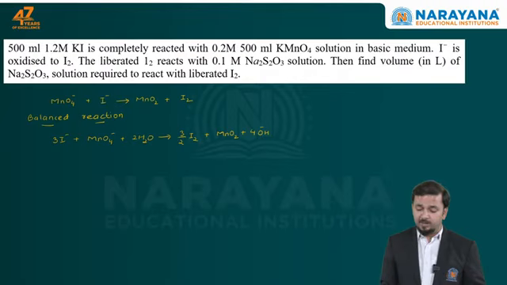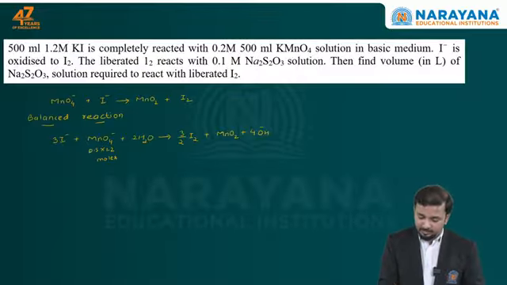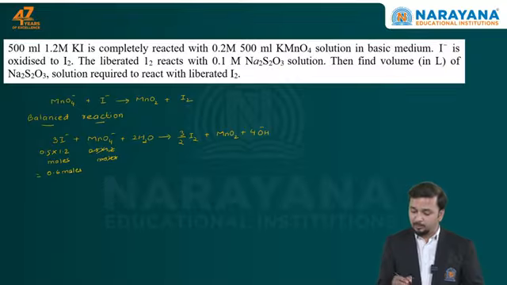500 ml 1.2 M KI. So it is 0.5 into 1.2 moles of KI. So this is going to be 0.6 moles. And for MnO4 minus, they are saying 0.2 molar, 500 ml. So 0.2 into 0.5. So this is going to be 0.1 mole.